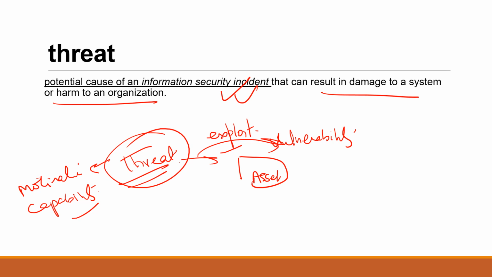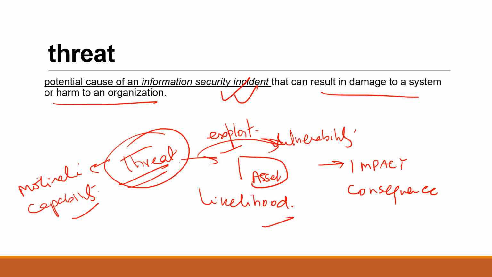When they exploit this vulnerability, there are going to be consequences, there is going to be impact. And there is a likelihood of it happening. That defines the risk. So it is important: threat is a potential cause of an information security incident that can result in damage to a system or harm to an organization.